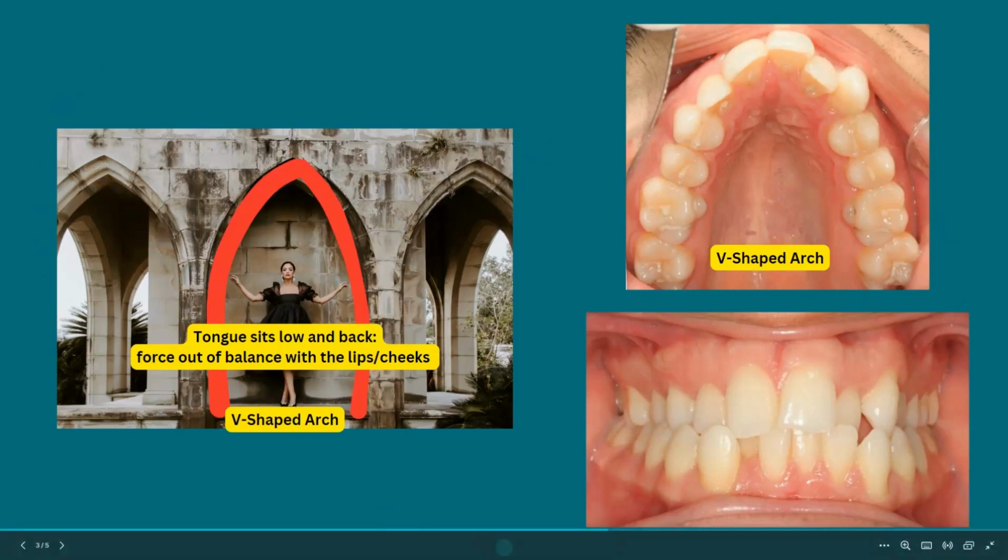This forms when the tongue sits low and back. Instead of sitting up into the roof of the mouth and forward, it's not in balance. The lips and the cheeks put more pressure on the way that the arch is forming, and the tongue is not there filling this space to provide a counterbalance. So it almost collapses what we would normally have as a nice broad arch.